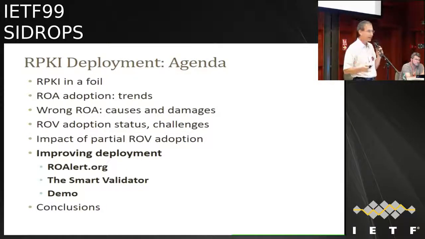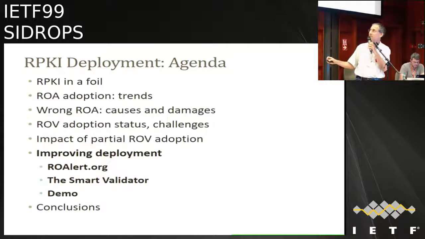Adoption here, as with many other internet standards, and definitely many security standards, is a huge problem, and we should really work very strongly on it. So these are our suggestions for how we can try to improve deployment. First is RAW alert. I'll talk about these mechanisms quickly.